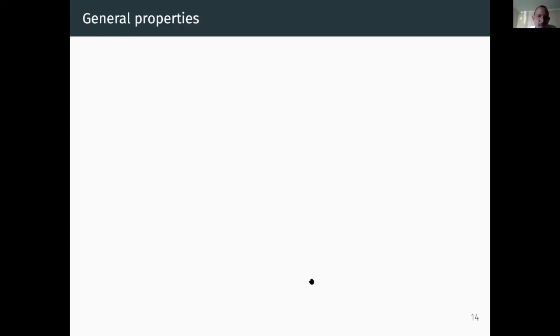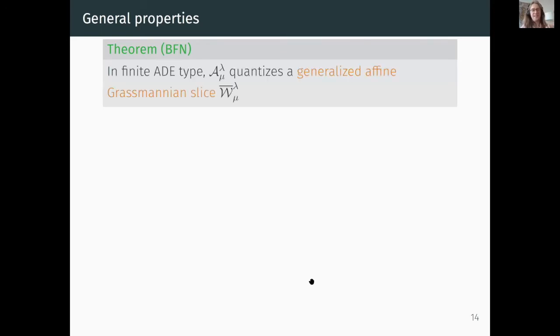I'm getting slightly ahead of myself, but here's a general theorem of BFN, which explains what I'm saying. In finite ADE type, what this Coulomb branch quantizes is what's called the generalized affine Grassmannian slice. To say that again, if you wanted to compare this with a W-algebra, what you want to say is that this generalized affine Grassmannian slice is a Slodowy slice of whatever type you want. That's what you would hope.